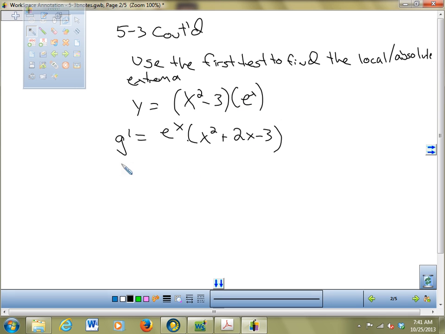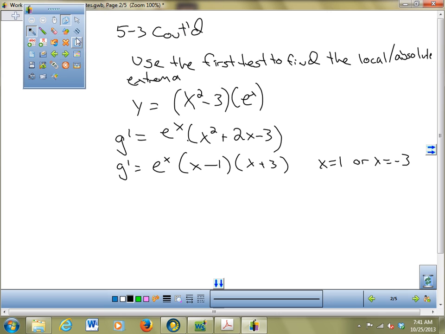And then what they do here is to find out where you can have extrema, you have to see where the derivative is either undefined or is 0. So in this case, you can factor this part, and it comes out to be x minus 1 times x plus 3, which means that my derivative is 0 when x equals 1 or x equals negative 3, right? Okay, and just believe me that that's the derivative. You could do it, I'm sure.